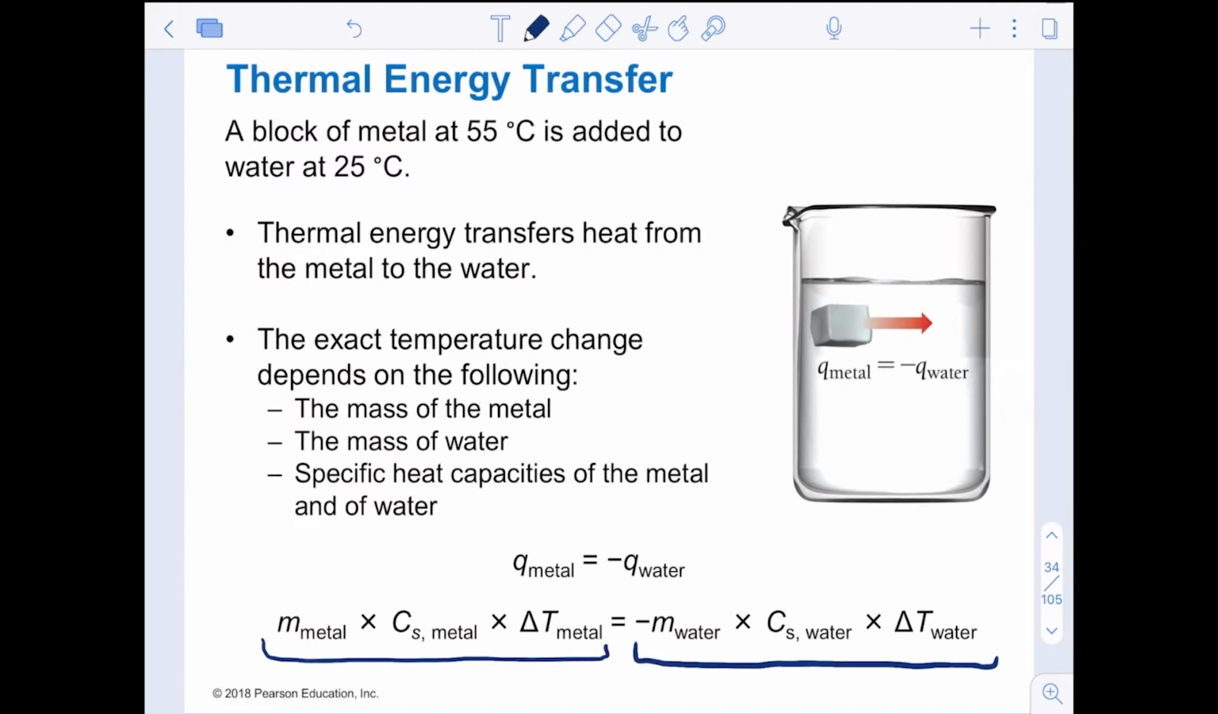Looking at this setup, this image from your textbook, a block of metal at 55 degrees Celsius is added to water at 25 degrees Celsius. The metal is hot, the water is cooler, I'll just say cold to differentiate. So heat will be flowing out of the metal into the water. The water will gain the heat, the metal will lose the heat until thermal equilibrium is reached.